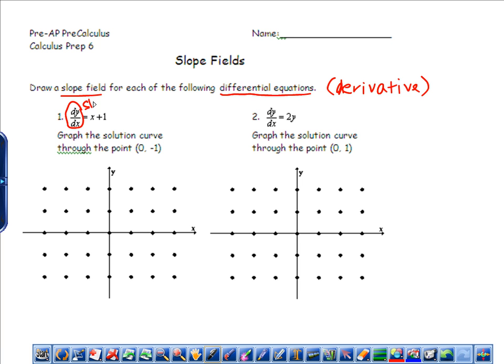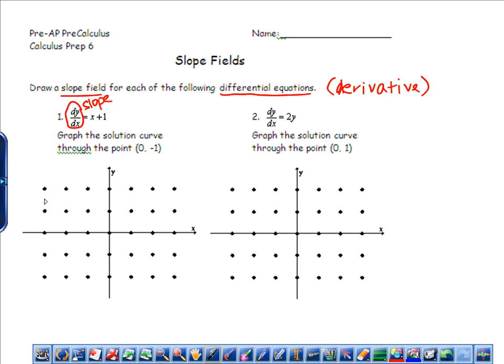Really, though, the word we're used to is slope. So we're going to find the slope of the curve represented by this equation. It says graph the solution curve. The solution curve would be our y equals our original expression, and this is the slope expression. So we're going to take this expression, draw lots of little segments on this, and from that figure out what our solution curve should look like.